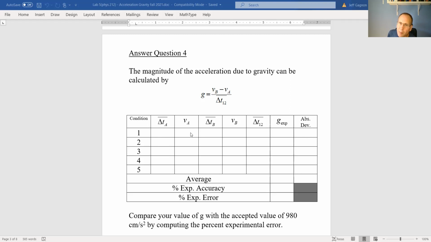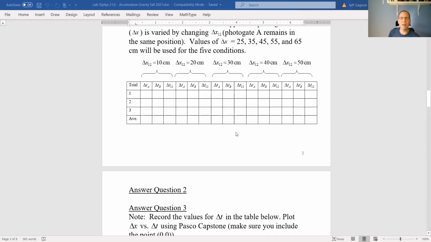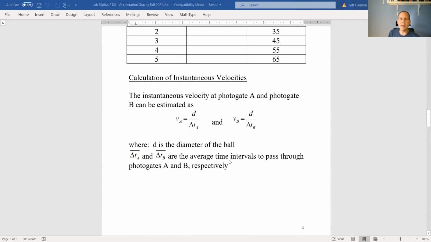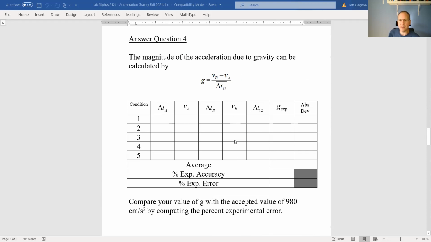Now, how many decimal places should you use? I would keep these as whole numbers when you calculate these. So VA will be a bunch of whole numbers, and then VB. Now, when you do VB, remember VB, the second photogate, is moving lower and lower and lower. So the velocity at B, when it's falling, should be getting faster and faster and faster, right? So that velocity should be increasing. So you should find when you calculate VB here that these values are increasing. Okay, and again, just round to the nearest whole number when you calculate these velocities. The times will still be the 4 decimal places, but these will just be the nearest whole number.